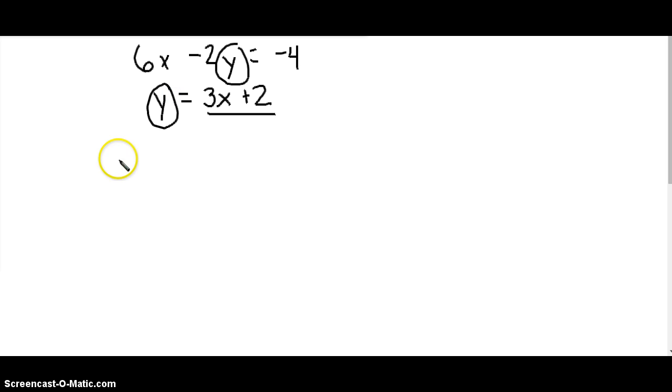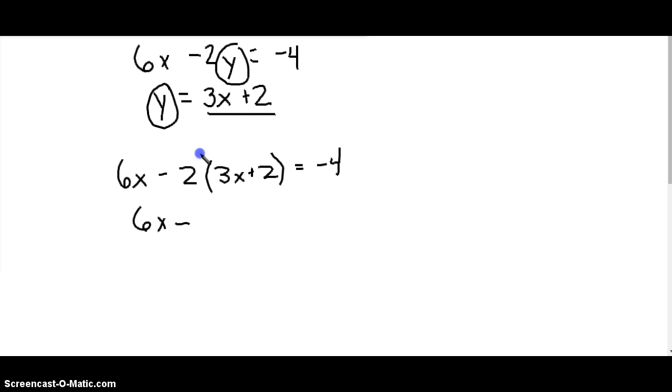We could have the case where something like this: 6x minus 2y equals negative 4. y equals 3x plus 2. I'm going to go ahead and put this expression in for my y, since they are equivalent. 6x minus 2 times 3x plus 2 equals negative 4. So 6x minus, we'll distribute, 6x minus 4, don't forget to distribute that negative sign, equals negative 4.